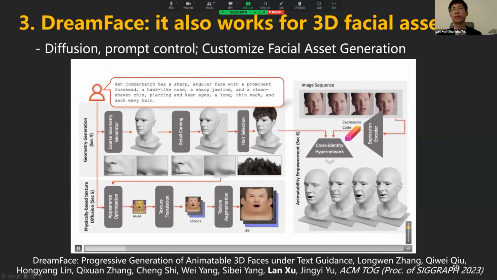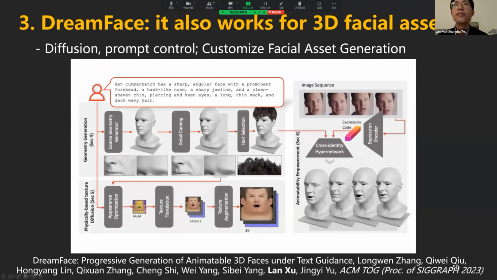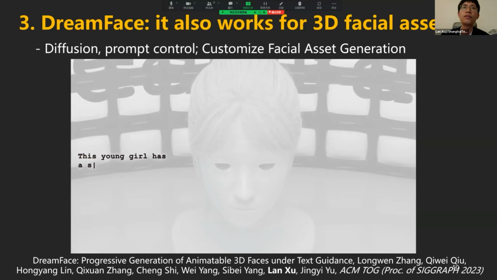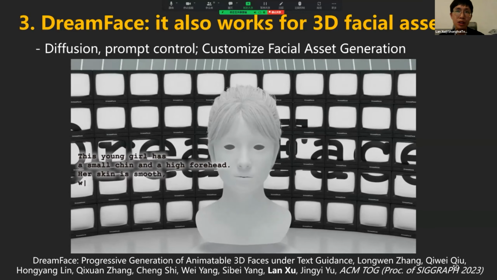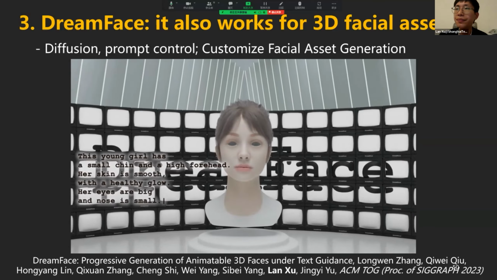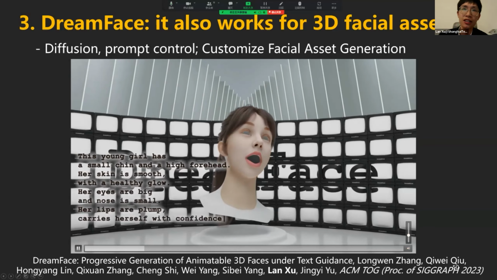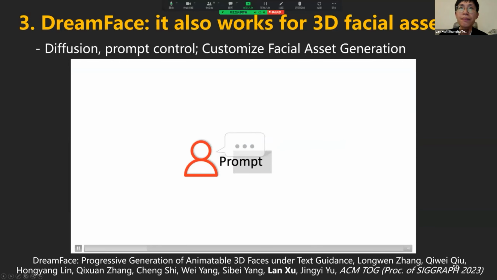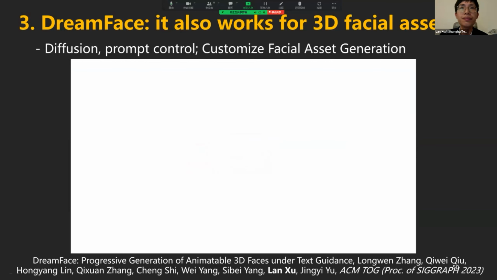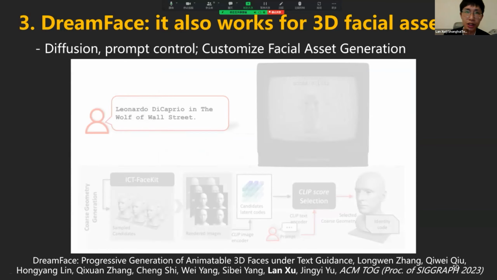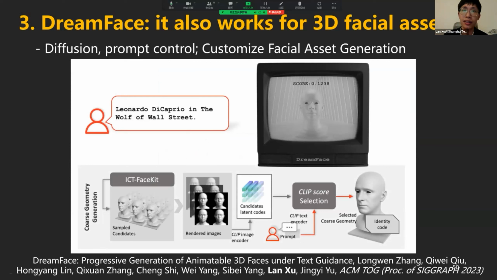DreamFace is divided into 3 main modules: geometry generation, physically based texture diffusion, and animation empowerment. From only text input, we could control the modern computer graphics rendering. We could control the geometry. And then based on the geometry, we could control the texture map in the UV space using stable diffusion. Actually, we use latent stable diffusion.